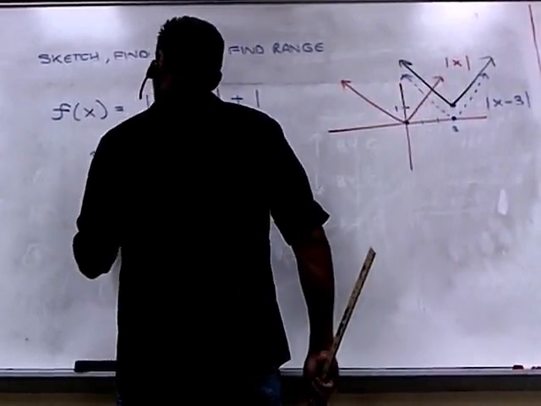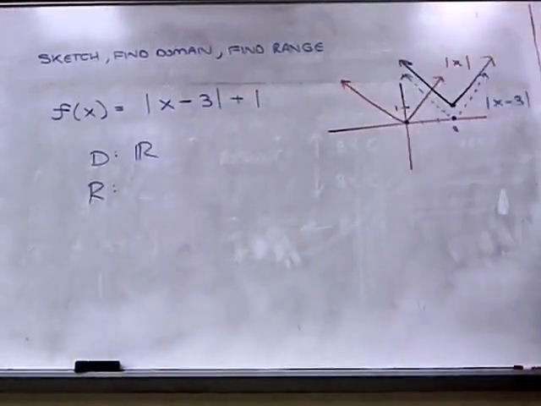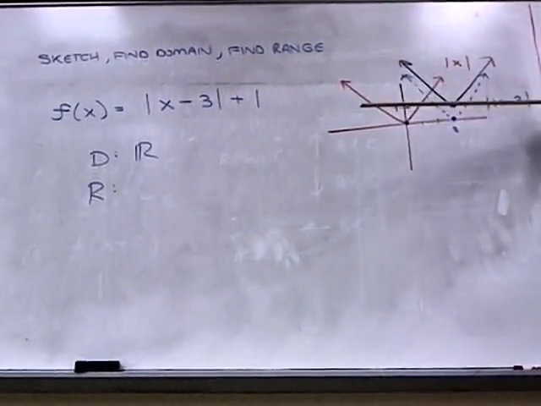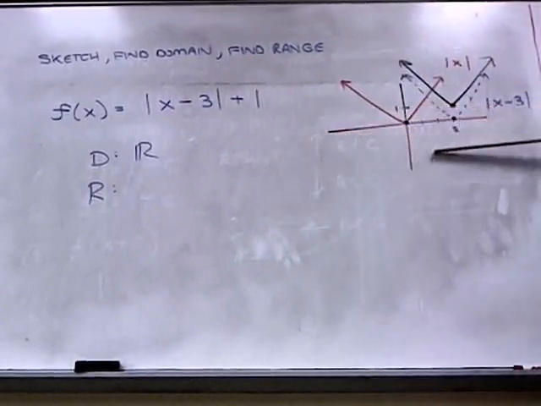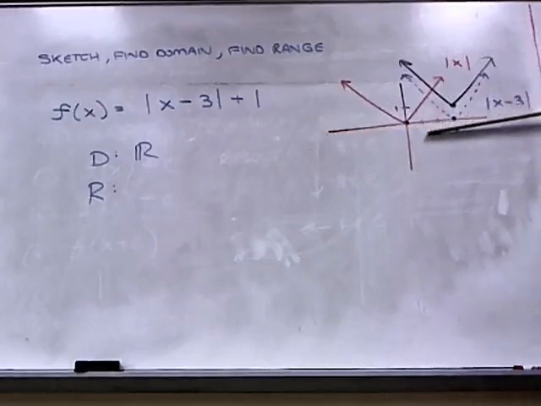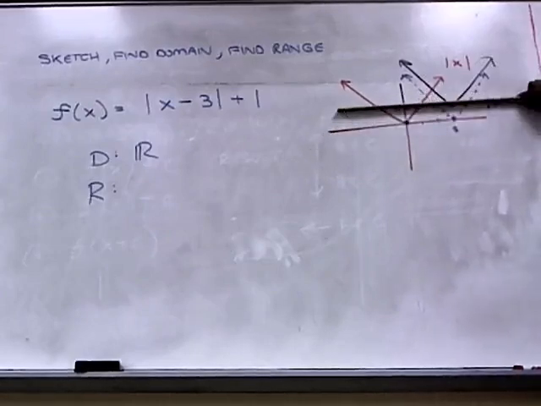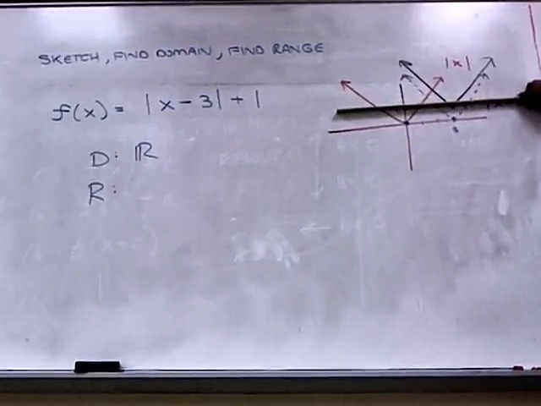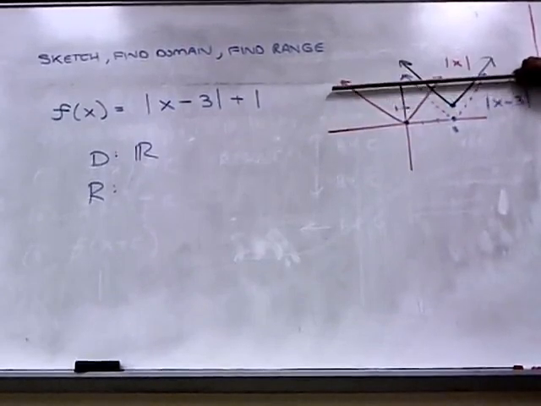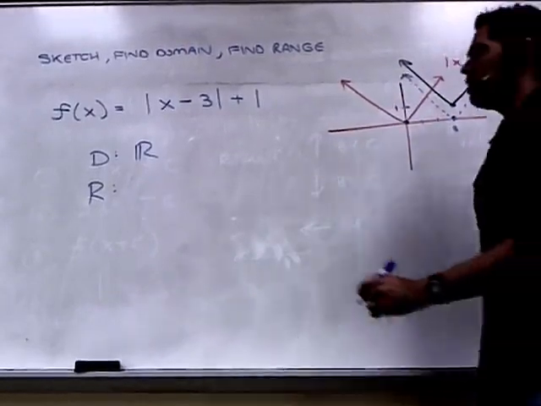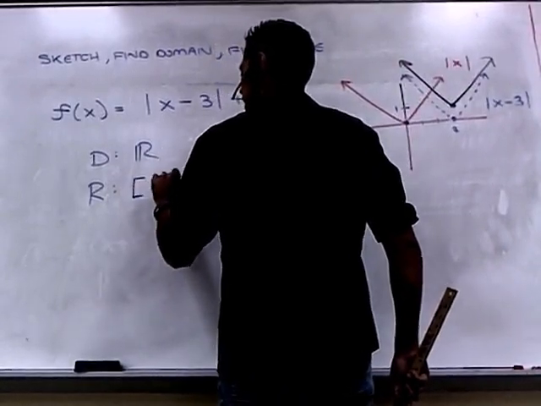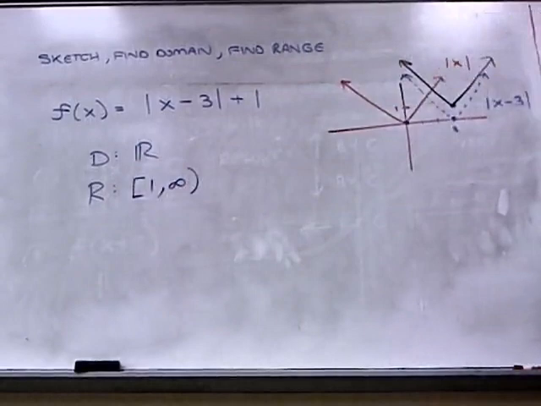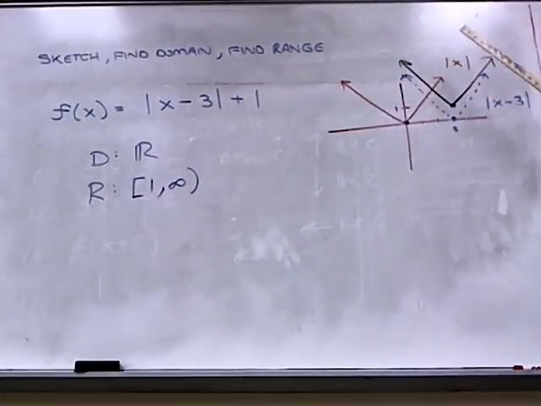What's the range? We're looking on the y-axis. Do I have anything left or right here? When do I start hitting it? At 1. 1 is when I start hitting it, and I continue to hit until I get where? Forever. So how do I say that? Bracket 1, infinity, like that. Understand? Picture, domain, range.